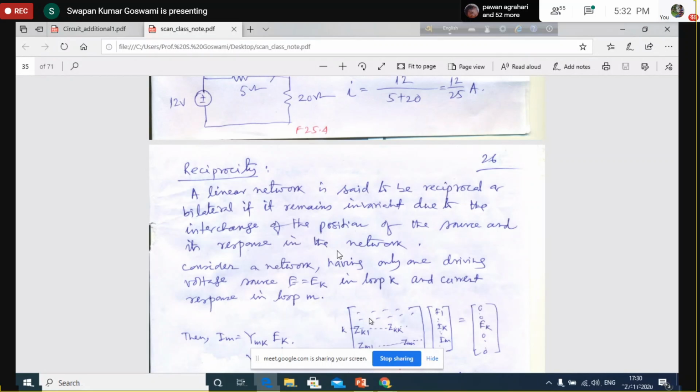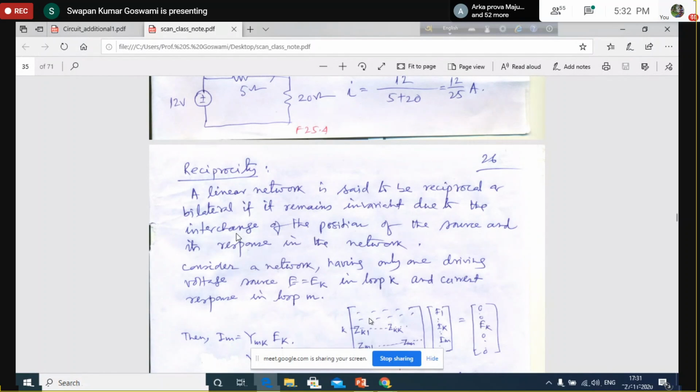Now let us discuss this theorem. Actually, this theorem was supposed to be completed in the first year classes. Perhaps it was not done because of a time problem. So now make it very clear, because it will be necessary. Reciprocity is a very important property of linear networks. It will be used many times in the future, and you will see its application. It has to be very clear to you.